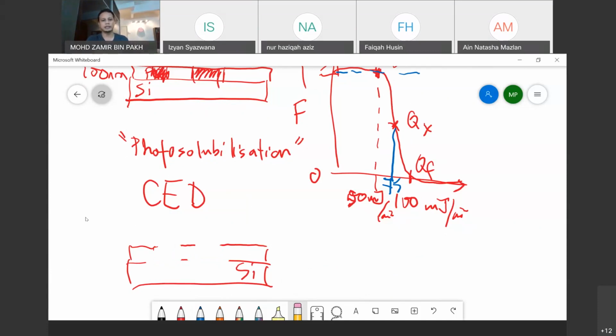Okay, can you see the whiteboard? Tadi saya tersilap tekan. Please confirm the whiteboard is visible, nanti saya draw you tak nampak lah.